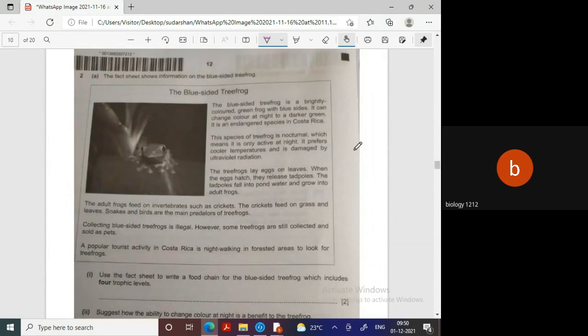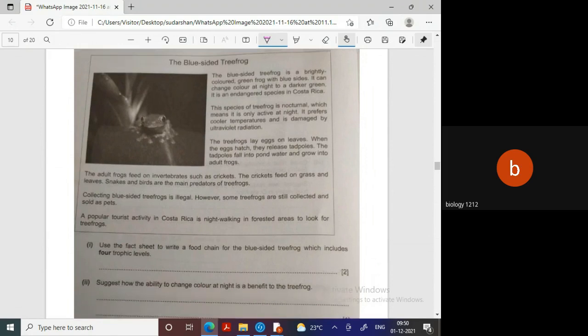Now here, the fact sheet is given about a blue-sided frog. What they have mentioned here is that these are nocturnal animals. I'll give a quick summary: they are nocturnal, they are endangered species, they use camouflage and can change their color, and very important is their food chain. So please remember the food chain. Read this paragraph very carefully. Reading is very important.